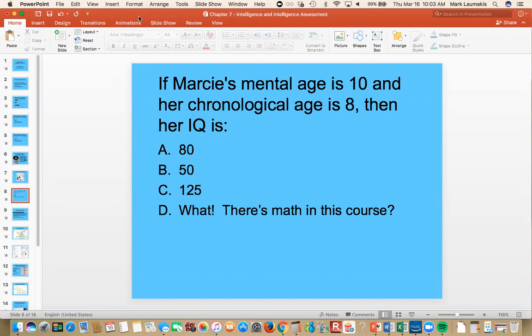All right, 10 over 8 is 1.25. 1.25 times 100 gets you that 125. Excellent. I'm glad nobody chose D and said, what? There's math in this class? Okay. You guys got it. Just plug the numbers in, do a quick computation, and you're good to go. Any questions on that one at all?